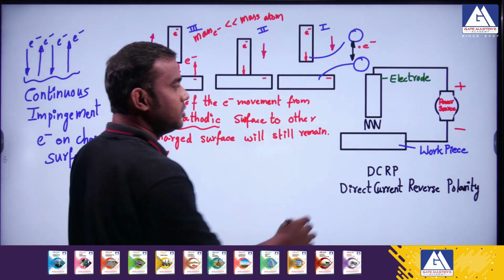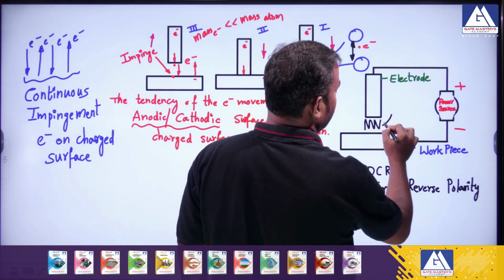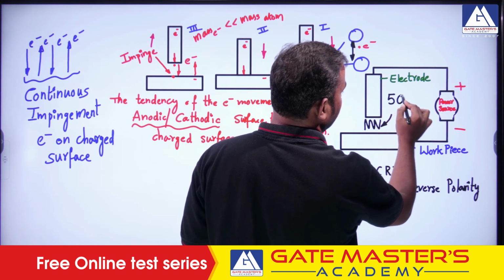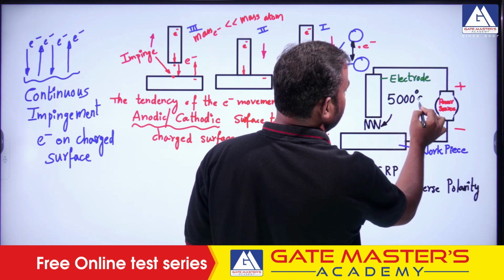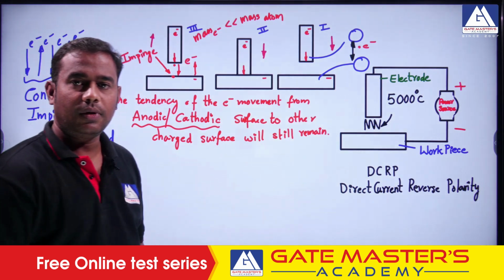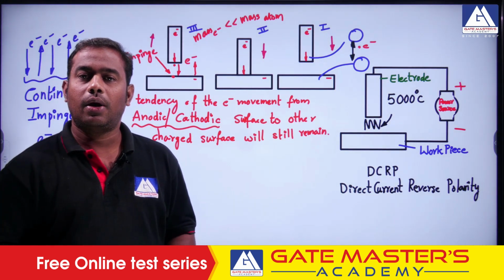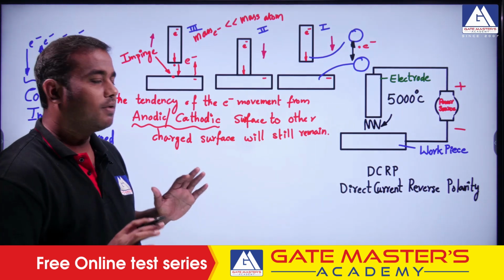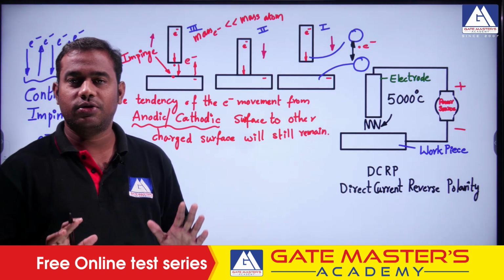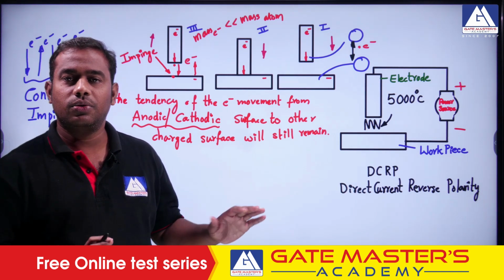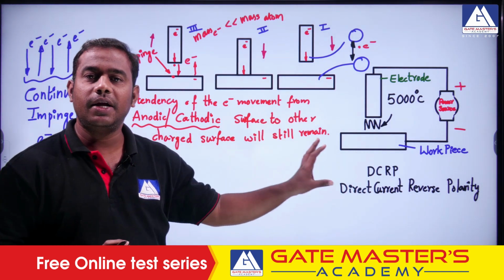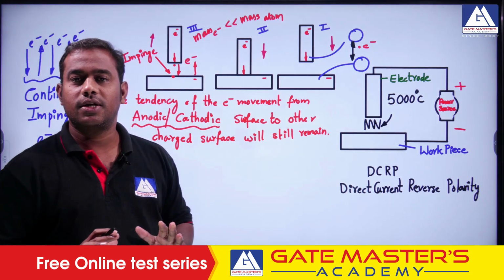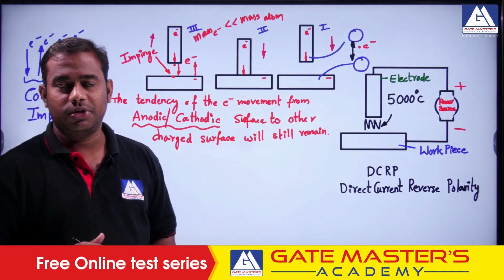Because of this thermionic emission, the temperature will rise to almost around 5000 degrees centigrade. Because of this temperature rise to 5000 degrees centigrade, we will use this heat for melting of the workpiece and for joining. So this is the concept regarding thermionic emission.